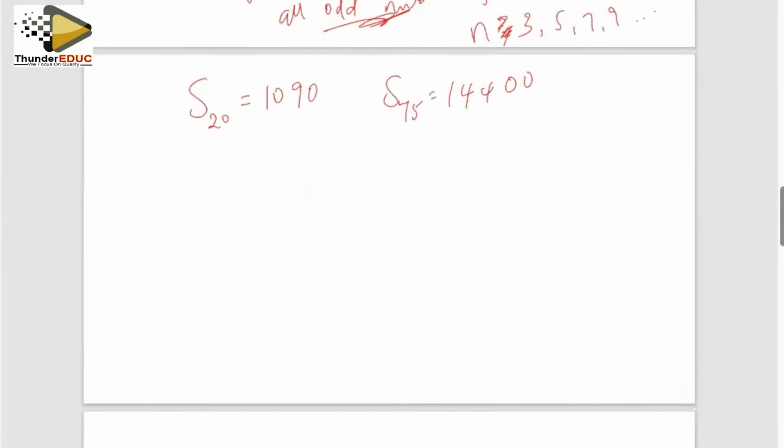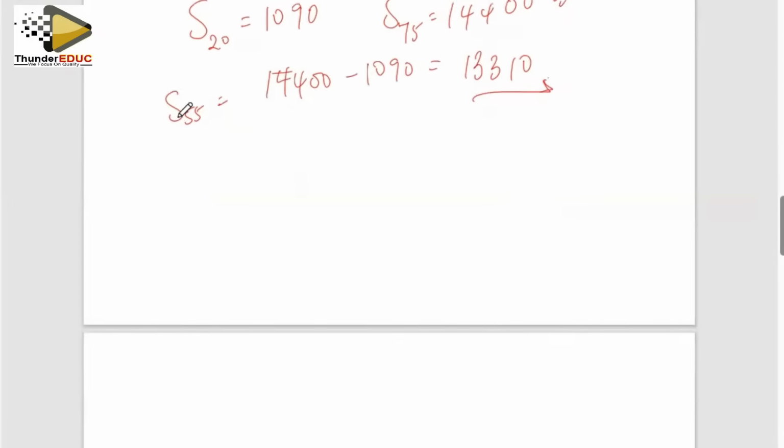14400, perfect. Now they want us to represent the extras that were added to the 20, which is 75 minus that. We need the sum of the 55 terms. It's going to be 14400 minus 1090. What do we get? All right, so what I'm getting is 13310. So this is the extra that was added to the 20 to give us the sum of that.